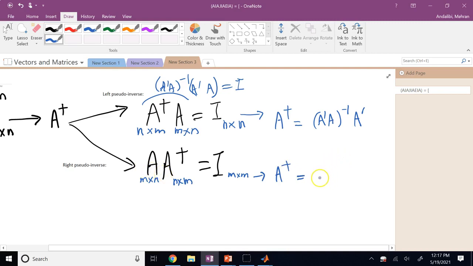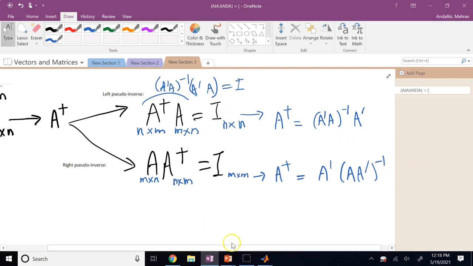So it should be something like this: A transpose times A transpose inverse. So when you multiply A from the left side by it, multiply this first element by the inverse of it, again it gives you what? Inverse. And they are not the exact same thing.